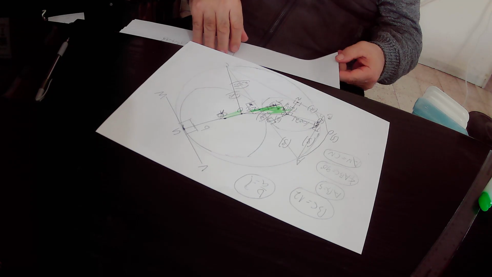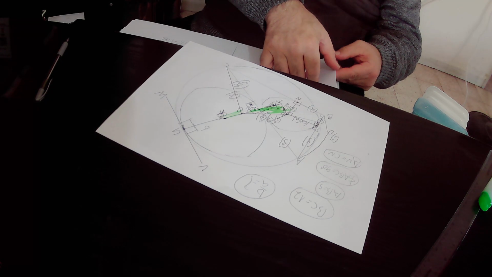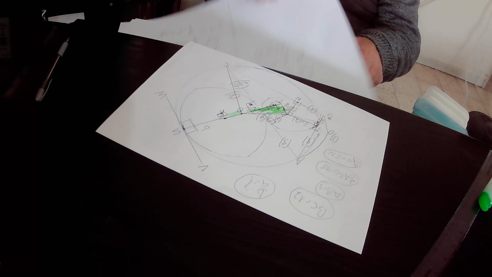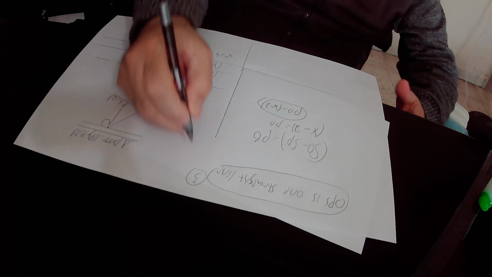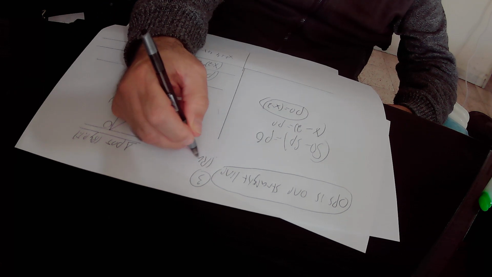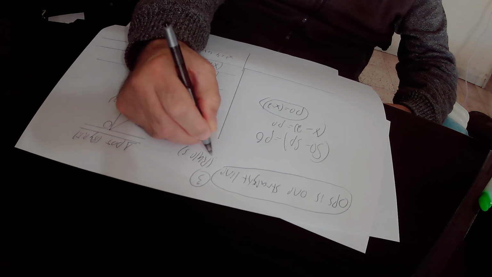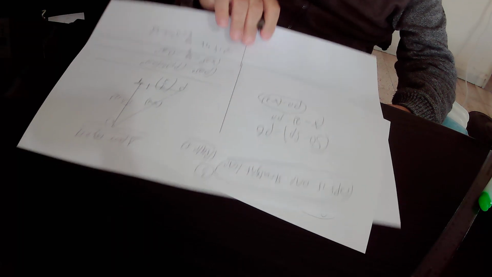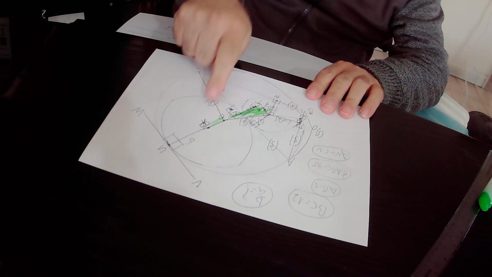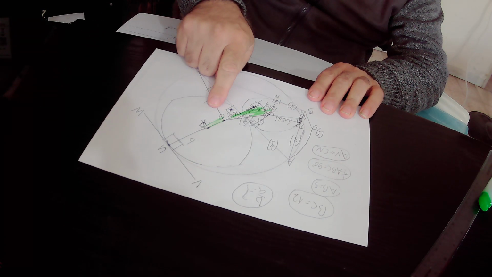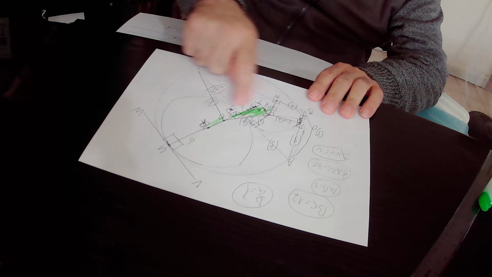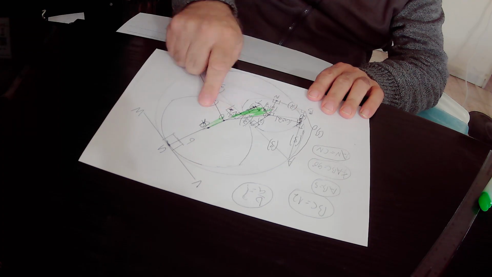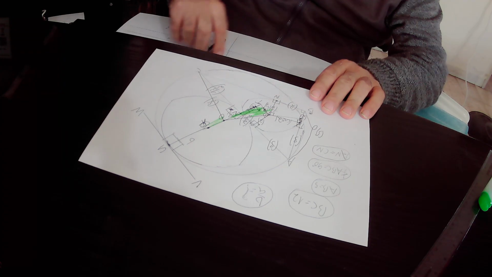According to rule number 9, OPS is one straight line. So if OPS is one straight line, it means that SO is also one straight line, and SO minus SP equals PO. Again, SO minus SP equals PO.